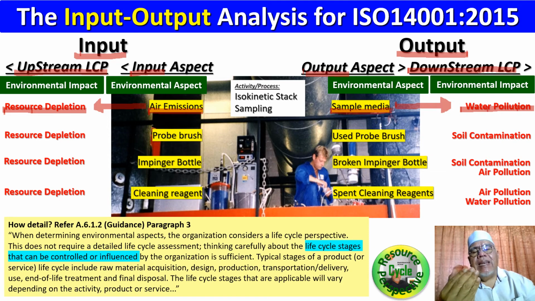If it is an input aspect, the impact we have to look at is upstream of its life cycle perspective. That is one example, so you think about the rest. Think about the other aspects like the probe brush, used probe brush. I've given some clues there. Impinger bottle, broken impinger bottle. I did that once. Yeah, cleaning reagent, spent cleaning reagent, etc.